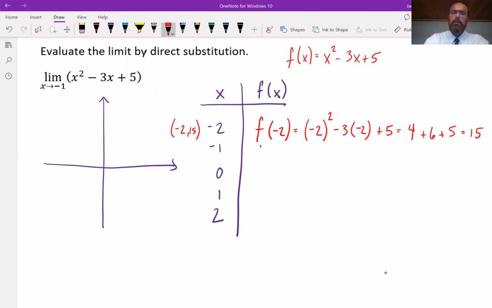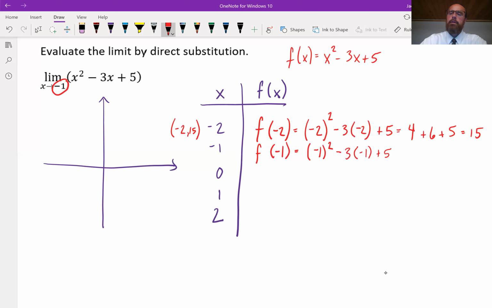We'll keep going. F at negative 1. And again, this is to graph, but notice I am doing the direct substitution right here for the limit. So I do want to check out the graph, but I'm also kind of doing double duty here. I'm going to use this f at negative 1 for the evaluation of the limit. Minus 3 times negative 1 plus 5.